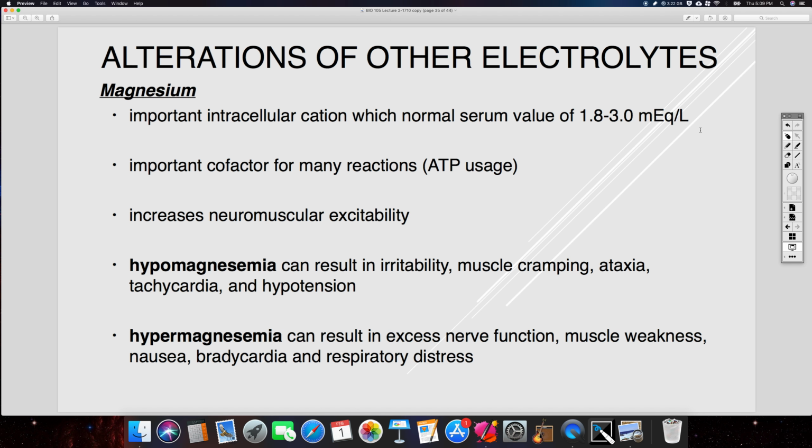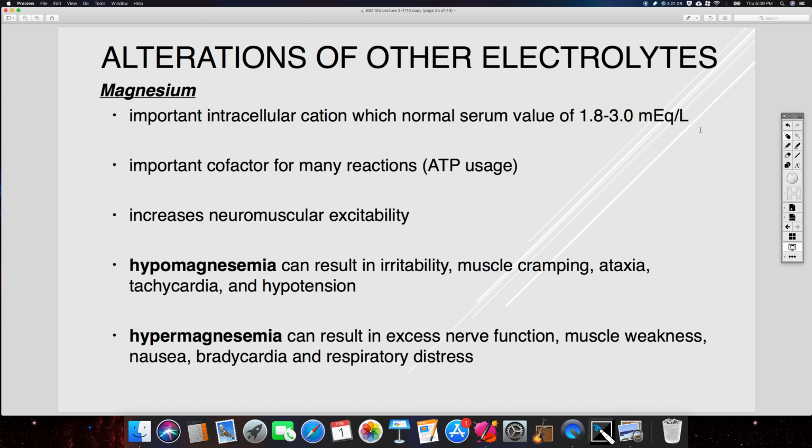So, hypomagnesemia: muscle cramping, irritability, and hypotension is common, but muscle cramping is definitely one to remember. Causes of hypomagnesemia would be things like malabsorption, so you're not absorbing the magnesium, and a couple of others.